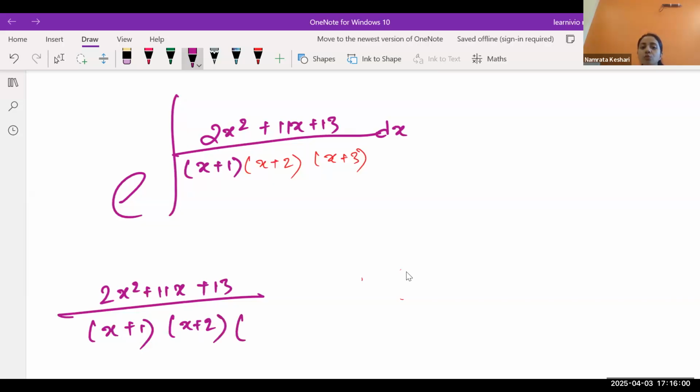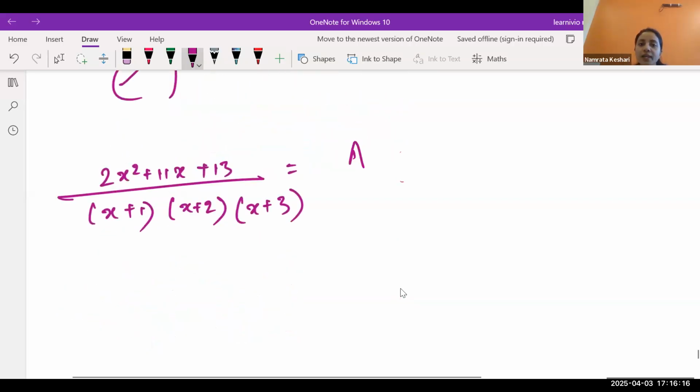See, whatever way you do partial fraction decomposition, I'm also going to follow the same process, but a little bit here and there while comparing or finding a value. Just your value and my value have to be the same. Don't get confused at the last moment. So we'll basically be having a by x plus 1 plus b by x plus 2 plus c by x plus 3. Yes or no?